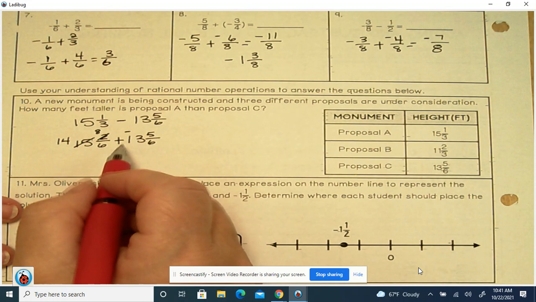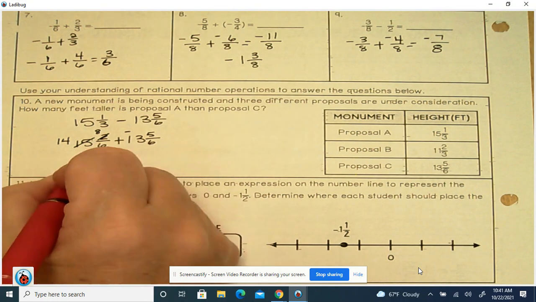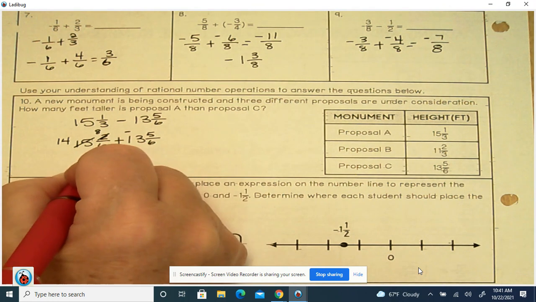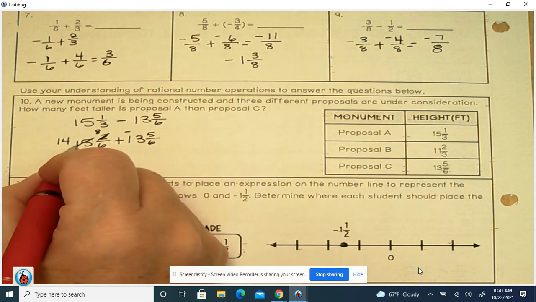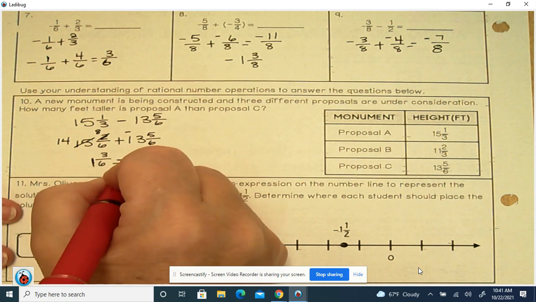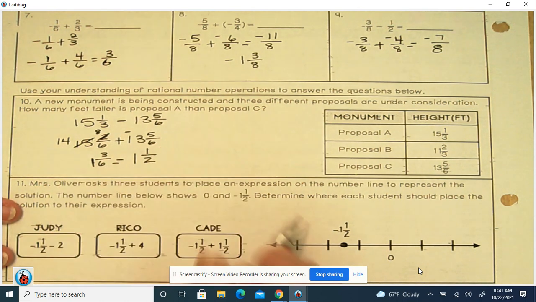So we can subtract 13 from 14. That gives us 1. And 8 minus 5 is 3/6. So we've got 1 and 3/6. 14 is the largest absolute value, so it stays positive. And we can simplify that to 1 1/2.